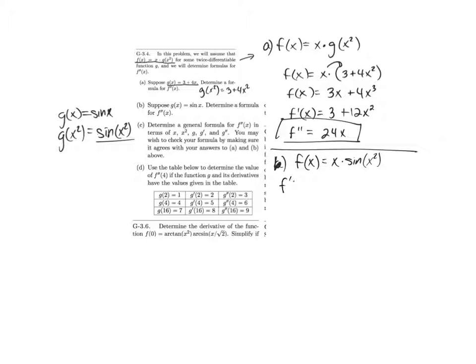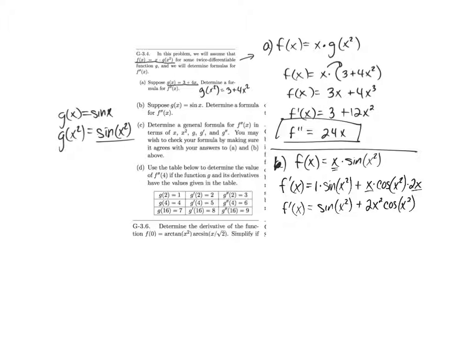So f prime is going to be the derivative of the first, which is the derivative of x, which is 1, times the second function, which is the sine of x squared, plus the first function, which is x, times the derivative of sine of x squared. So we're going to use the chain rule here. The derivative of sine is cosine of x squared, and then we take the derivative of what's inside, which is the derivative of x squared, which is 2x. So that means f prime of x is sine of x squared plus 2x squared cosine of x squared, just multiplying the 2x and the x together to get 2x squared.